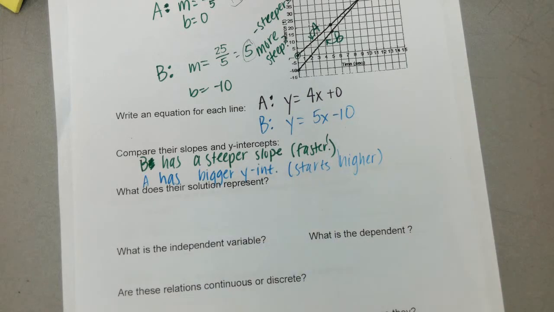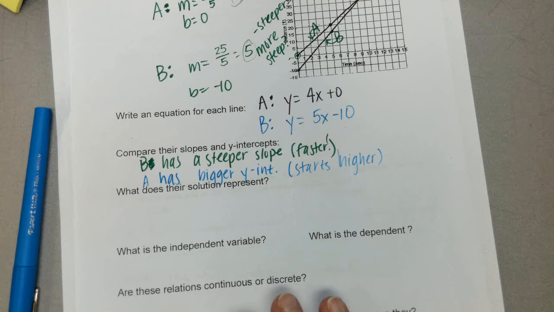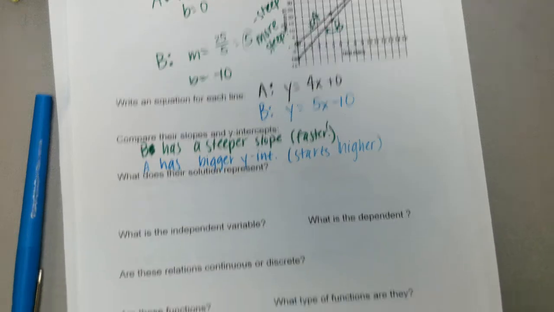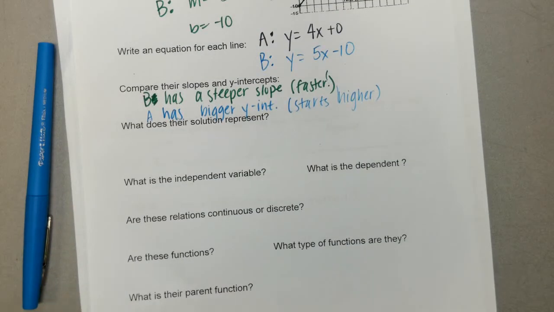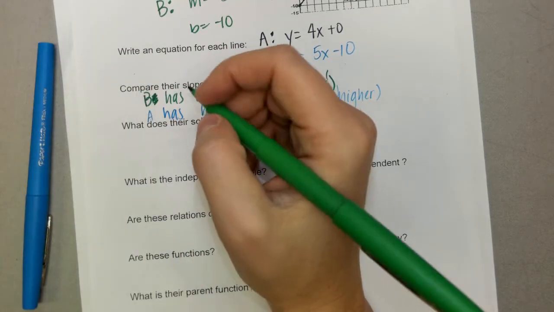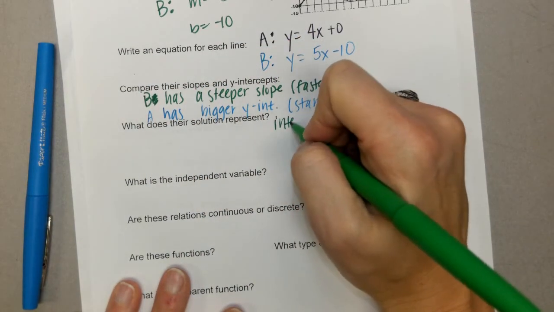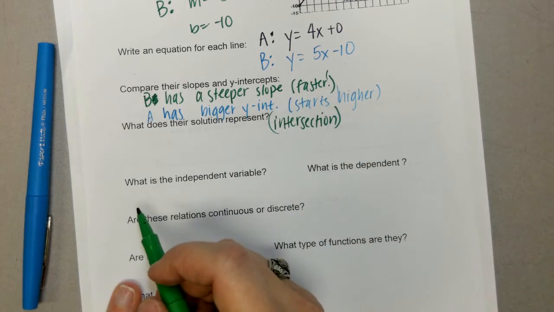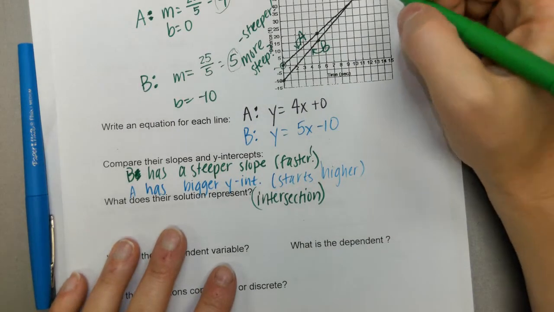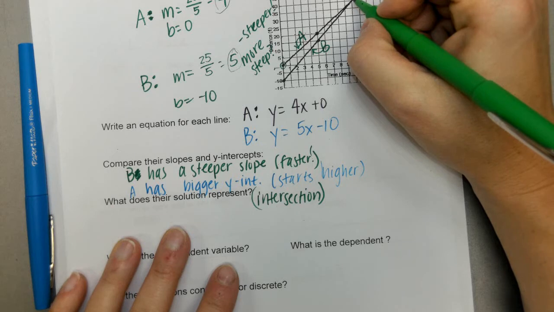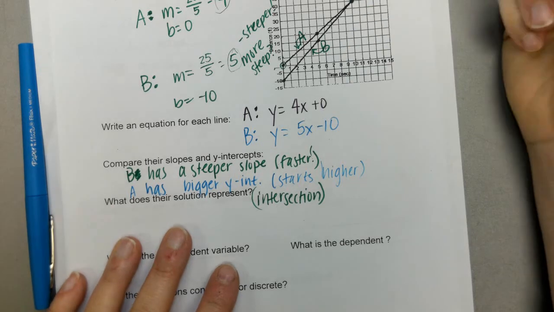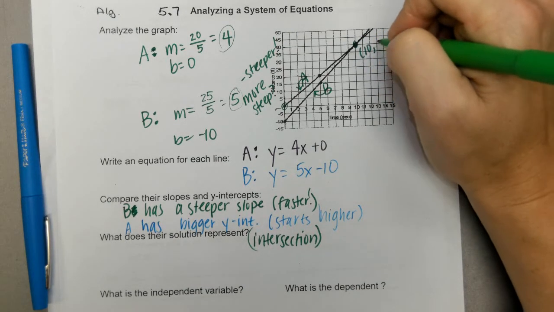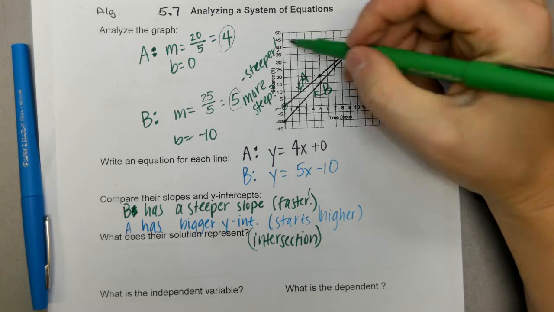Okay. What does their solution represent? So remember two lines? What is the solution of a system of equations? It's where the lines do what? Intersect. Yes, intersect. This is their intersection. So let's see if we can figure out where they intersect. Looks like right here on the graph, which would be 10, 40. 10 is the x value, 40 is the y.